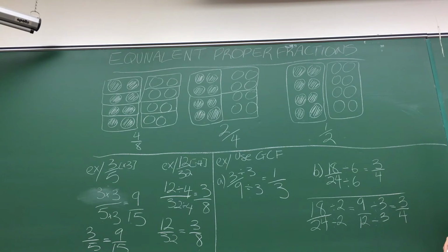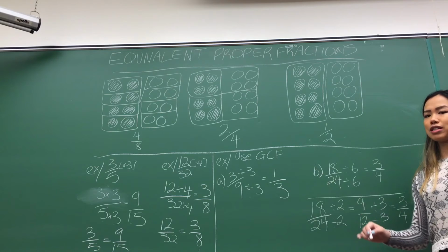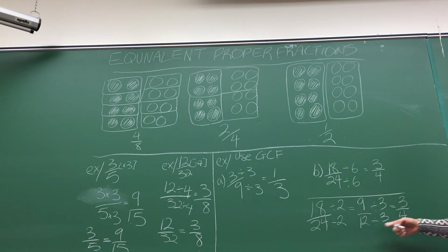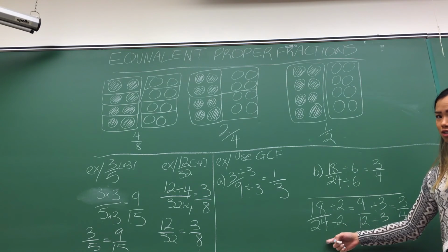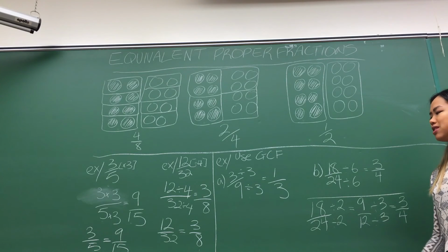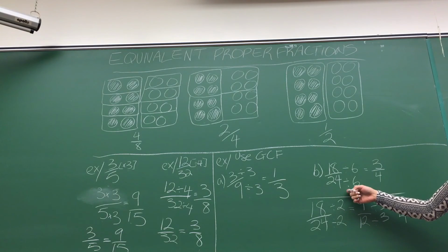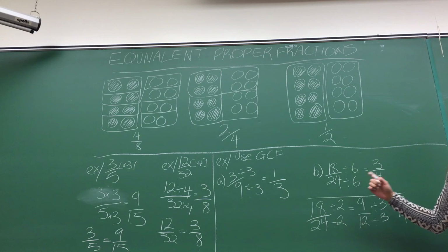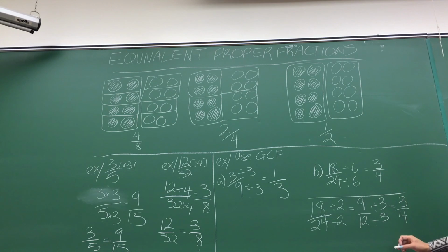So yes, I don't always have to use the greatest common factor, but look, I had to do extra steps. And if these numbers were larger, I would have to do even more steps. Versus here, if I find the greatest common factor, I only need to do it once. So that's a lot shorter. And that is our lesson on equivalent proper fractions.